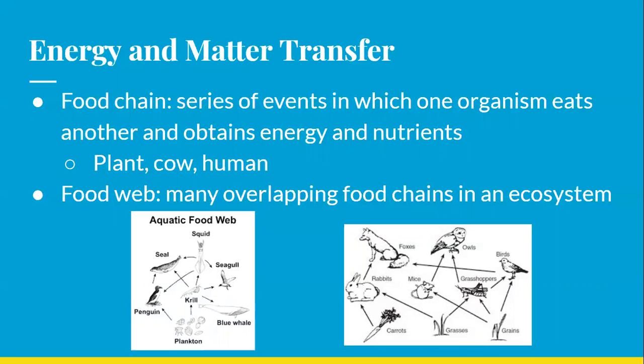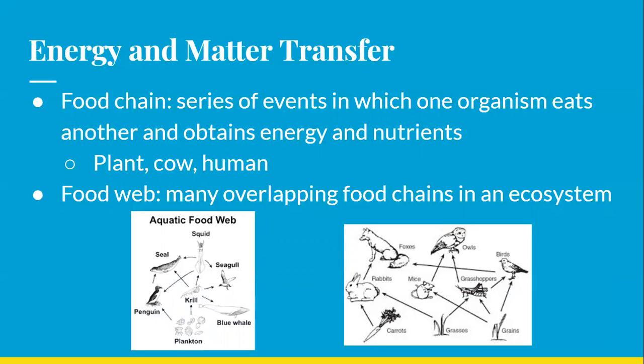So a food chain is just one way to show how energy and matter move through an ecosystem. A food chain is a series of events in which one organism eats another and it obtains energy and nutrients. The arrows indicate the movement of energy and matter as organisms are consumed up the food chain. Matter and energy only move in one direction through a food chain.